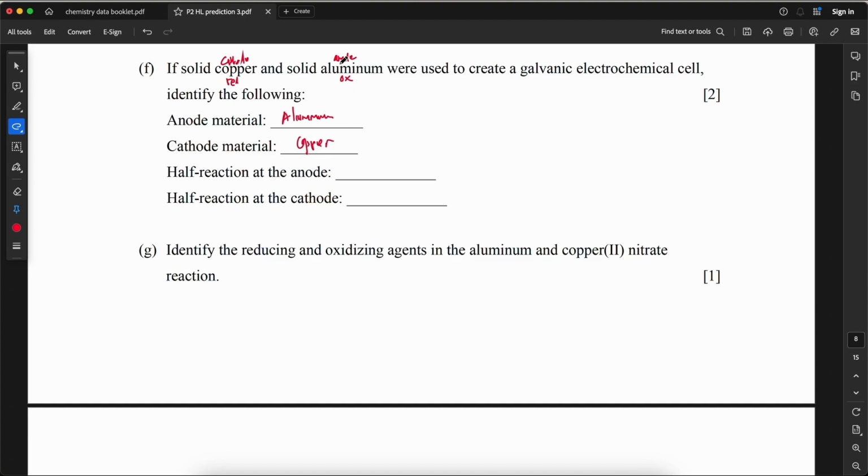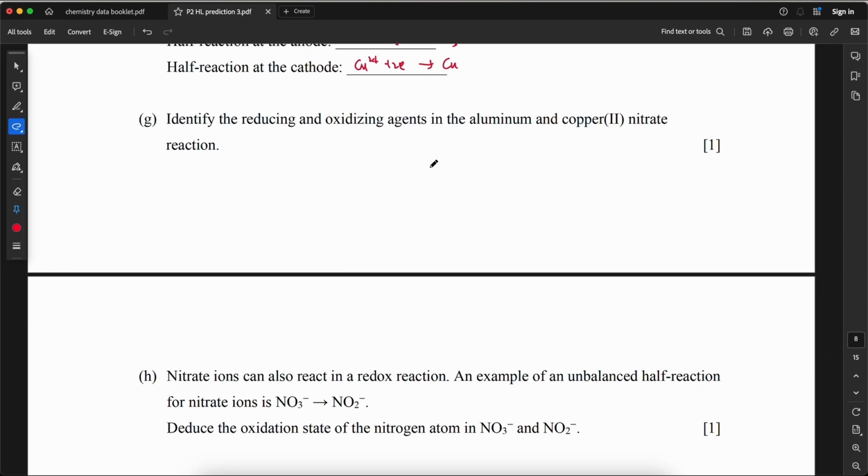Half reaction at the anode. At the anode oxidation is losing electrons, so Al becomes Al3+ plus 3 electrons. This one is reduction for copper: Cu2+ plus 2 electrons produce Cu metal. Identify the reducing and oxidizing agent in the aluminum and copper nitrate. Reducing means oxidation. Oxidizing means reduction. So the reducing agent is oxidation, which is aluminum, and then the oxidizing agent is reduction, which is Cu2+.